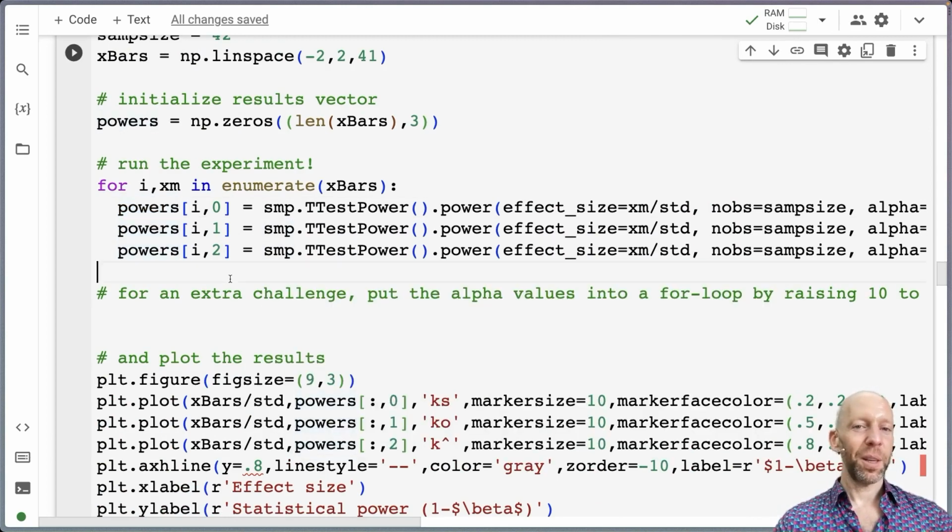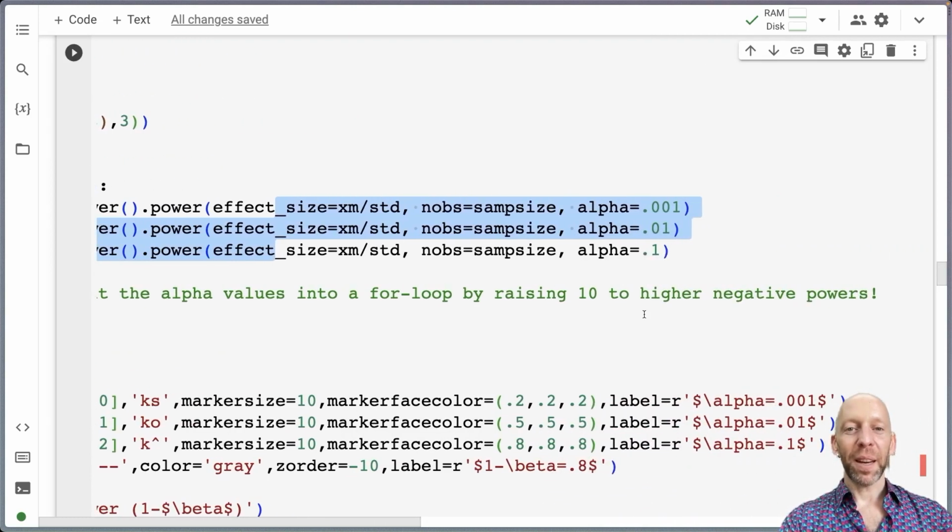Now, if you like, you can also change this. Here, you can put the alpha values into a for loop. So these 3 lines of code, put them into a for loop by defining alpha to be 10 to some power.